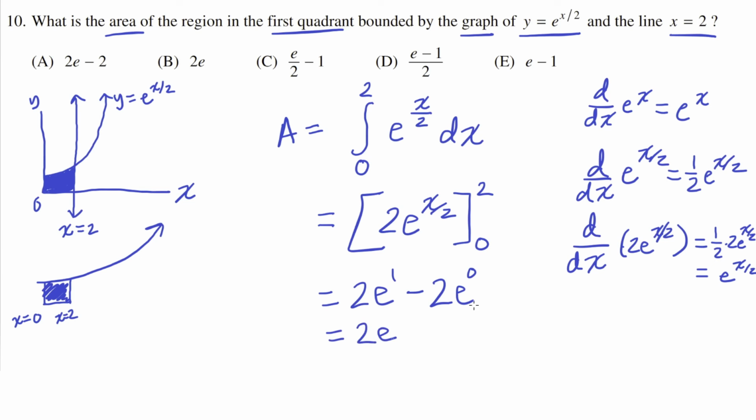So then 2e minus 2e raised to the 0, but anything raised to the 0th power is just 1, so that means this evaluates to just 2e minus 2. And so the total area under this curve is equal to 2e minus 2, which is the answer choice A.